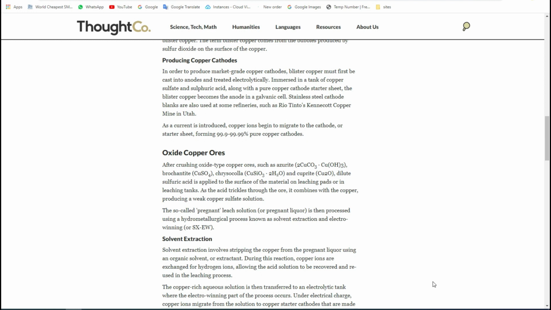After crushing oxide type copper ores such as azurite, malachite, and cuprite, dilute sulfuric acid is applied to the surface of the material on leaching pads or in leaching tanks. As the acid trickles through the ore, it combines with the copper, producing a weak copper sulfate solution. This is also called pregnant leach solution or liquor. It is then processed using a metallurgical process known as solvent extraction and electrowinning.